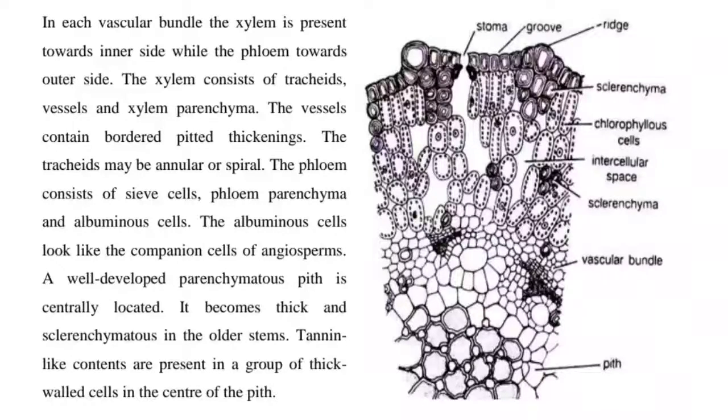The vessels contain bordered pitted thickenings. The tracheids may be annular or spiral. The phloem consists of sieve cells, phloem parenchyma and albuminous cells. The albuminous cells look like the companion cells of angiosperms. A well-developed parenchymatous pith is centrally located. It becomes thick and sclerenchymatous in the older stems. Tannin-like contents are present in a group of thick-walled cells in the center of the pith.